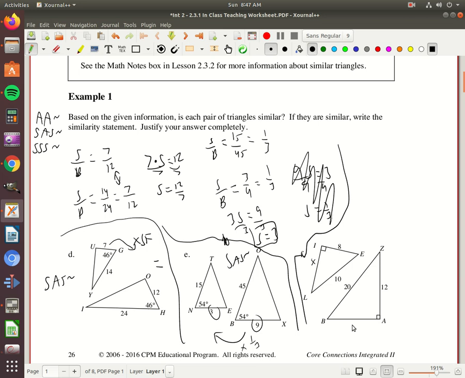So we'll call this x and we'll call this y. X squared plus 8 squared should equal 10 squared because of the Pythagorean theorem. So x squared plus 64 equals 100. So x squared equals 36, so x equals 6. Here I have y squared plus 12 squared is equal to 20 squared. So y squared plus 144 equals 400. Y squared is going to equal 256, I think. And I believe y will equal 16.